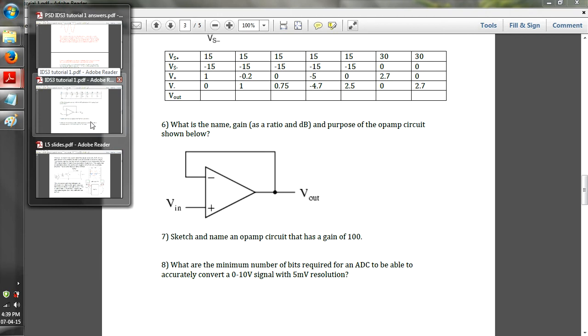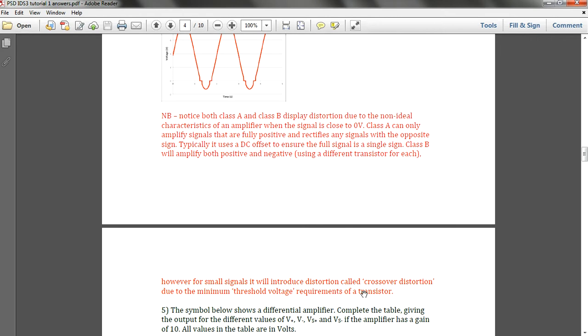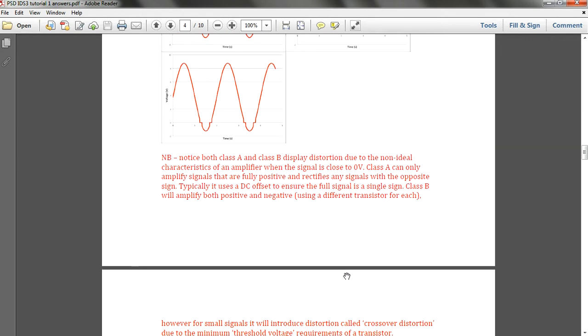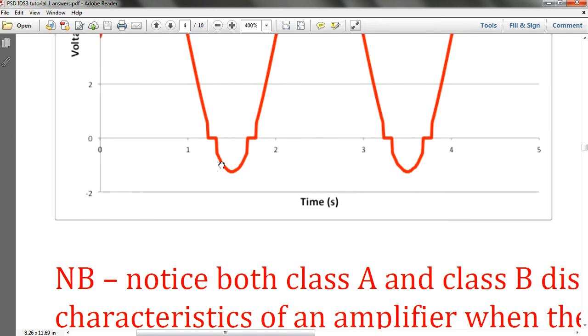There are two things I want to continue for Class A and Class B. It's a very short video. The first thing is the crossover distortion understanding. A crossover means that it crosses over from the zero voltage zone, from the negative to the positive. So at this side, from negative to positive, there will be a crossover distortion.